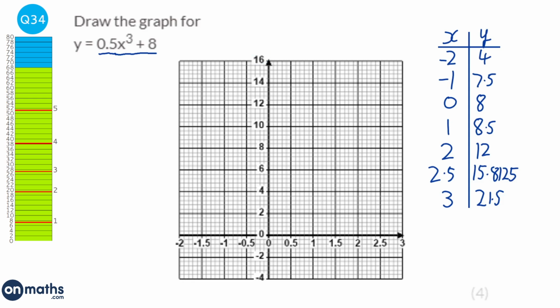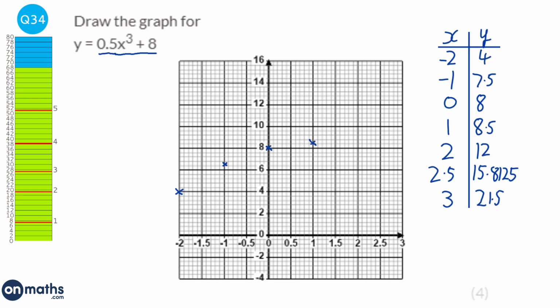So next thing we do is plot these coordinates. So minus 2 would be at 4, minus 1 is 7.5, which we can't be perfectly accurate for, but it's roughly there. Then 0 is 8, then 1 is 8.5, roughly there.